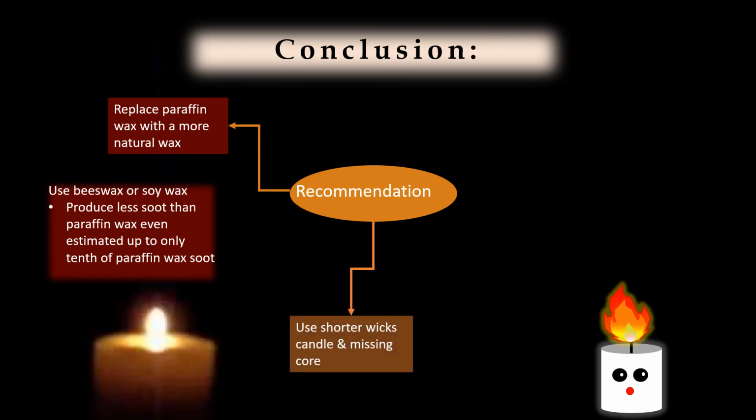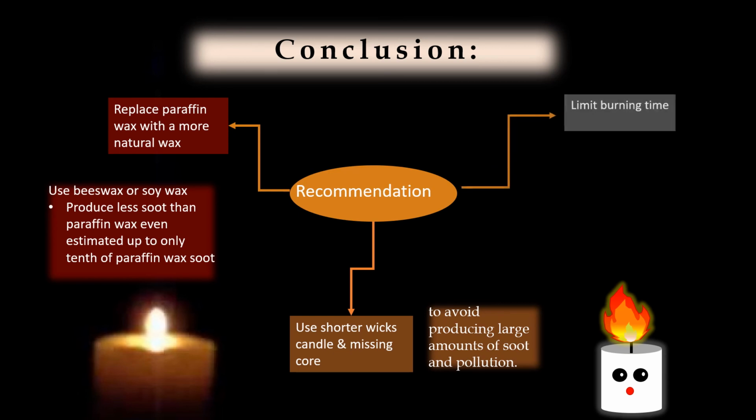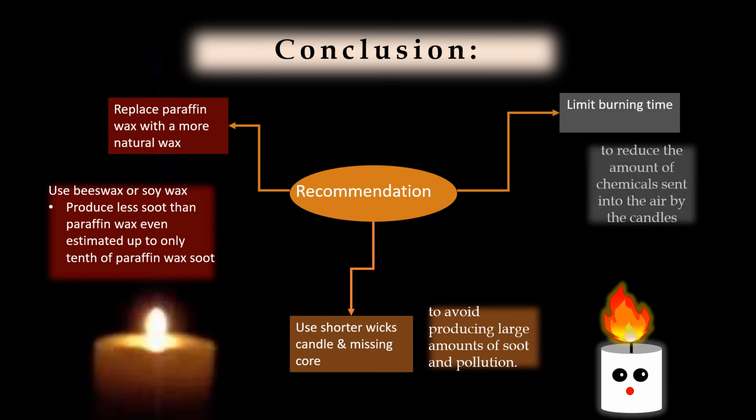Other than that would be using shorter wicks with no metal core. This can avoid producing large amounts of soot and pollution. Last but not least is to limit the burning time to reduce the amount of chemicals sent into the air by the candles.